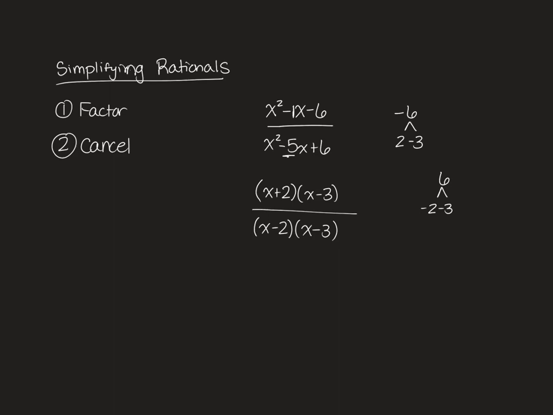Now look at what's the same in both the numerator and denominator and cancel it. So the x minus 3's cancel, and you're left with (x + 2) over (x - 2).